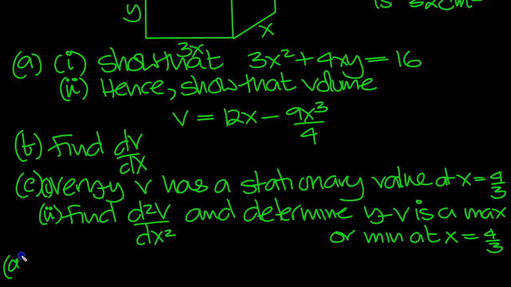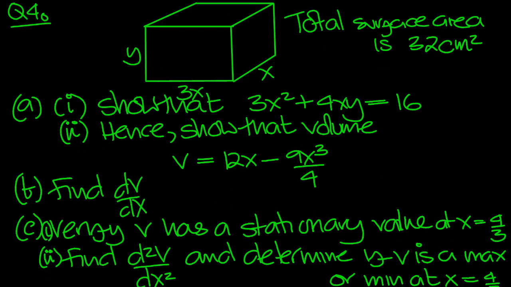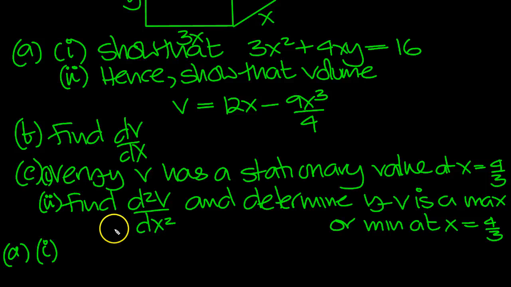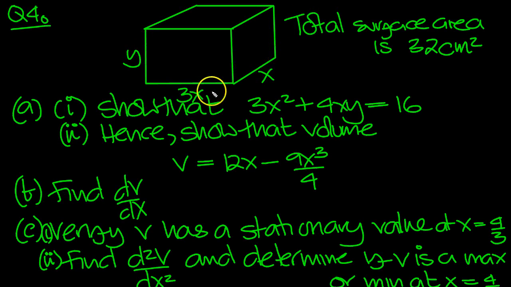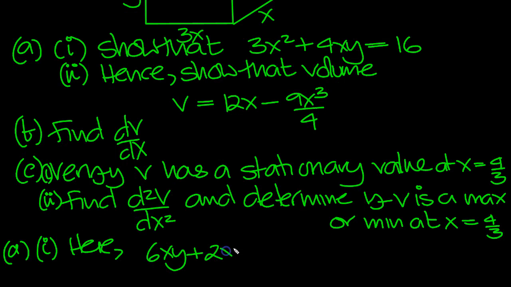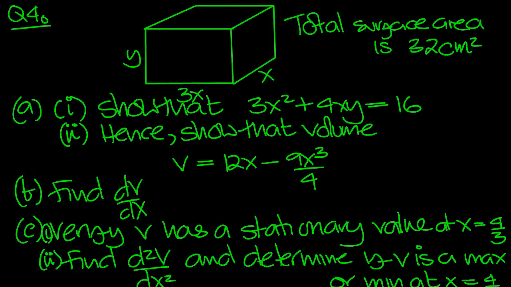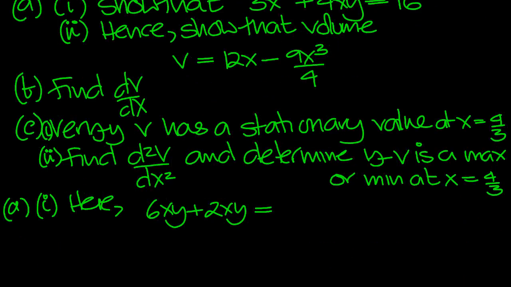So part A, part 1. Well, we know the total surface area of this cuboid is 32 centimeters squared. So we've got 6 sides. We've got a 3xy and a 3xy, so that's 6xy, plus, and then we've got those two sides. This side here is xy and another xy, so that's 2 xy's. That's 4 of the sides. Now the top and bottom is 3x times x and another one, so that's 3x squared times 2 is 6x squared. Plus 6x squared. So that's the 6 sides, and that must equal 32 centimeters squared.